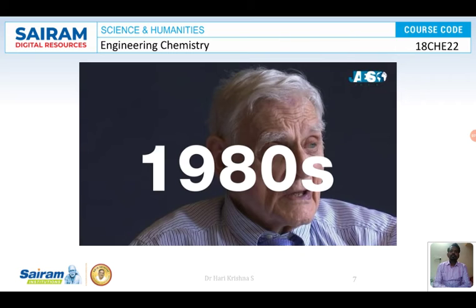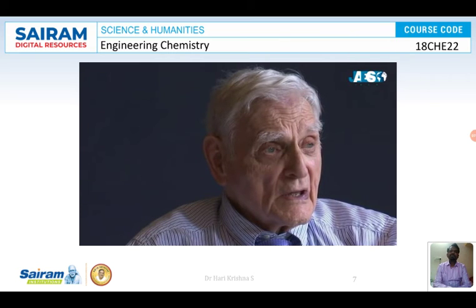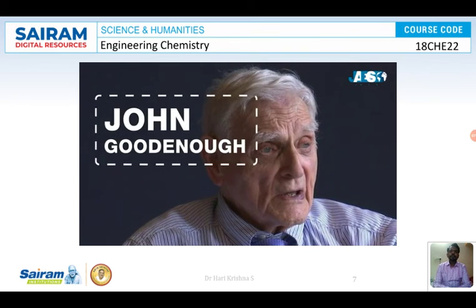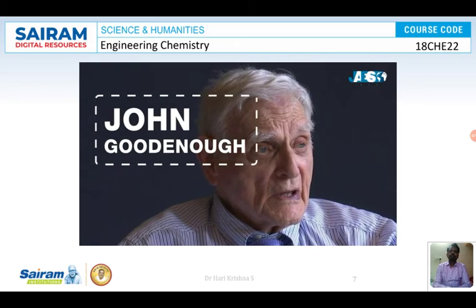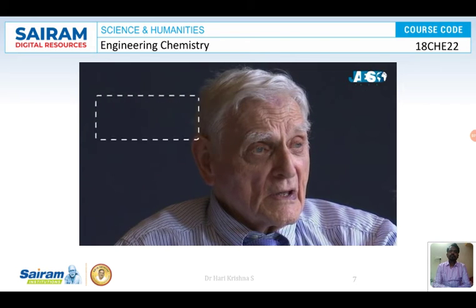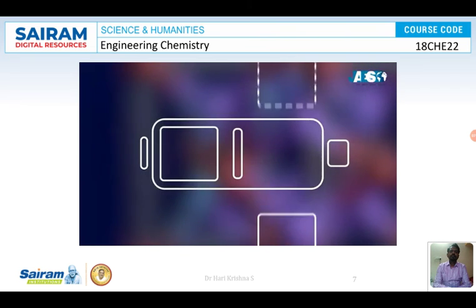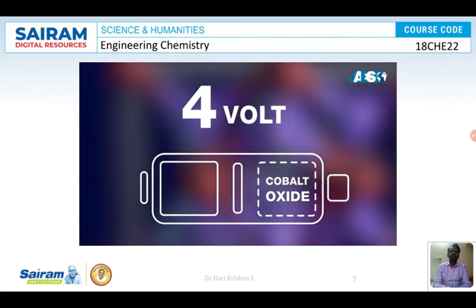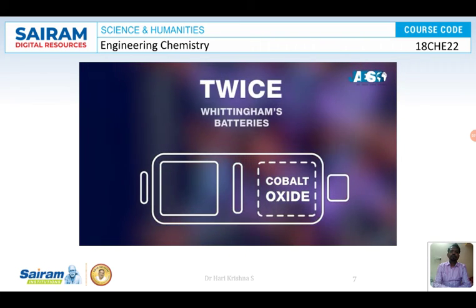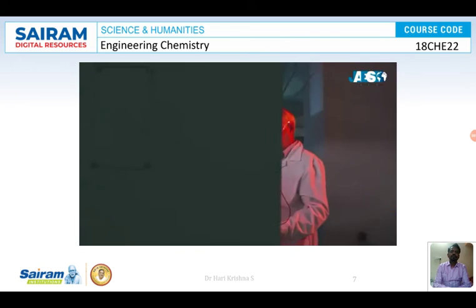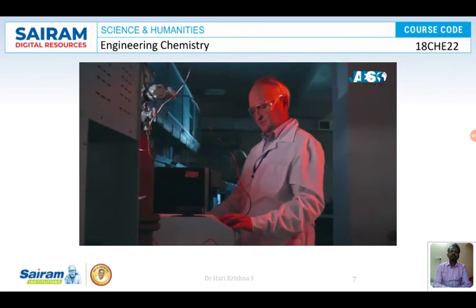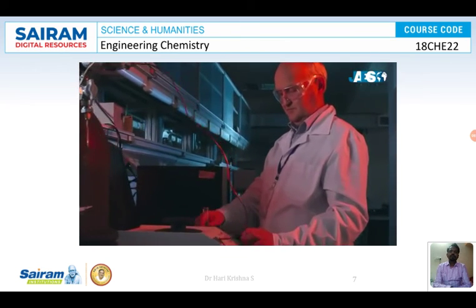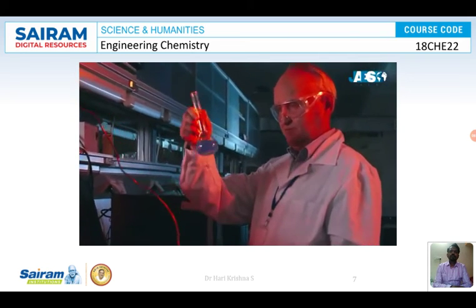During the 80s, the American chemist John Goodenough realized that by changing the cathode's constitution, it would be possible to increase the power of the batteries. By replacing the titanium disulfide with cobalt oxide, he discovered they generated 4 volts, twice the power of Whittingham's batteries. The need for lighter and more powerful batteries gave necessary impulse to research.